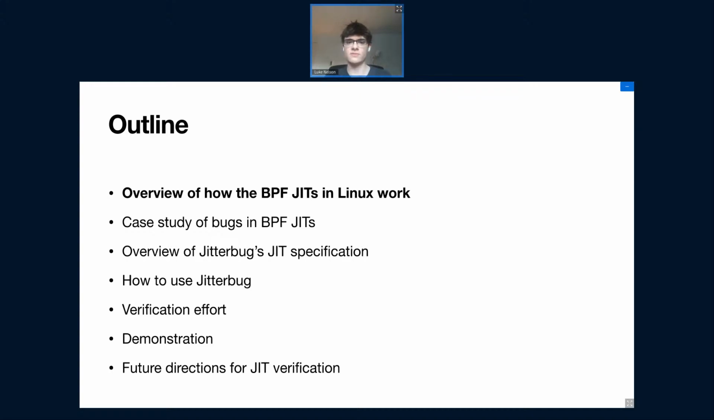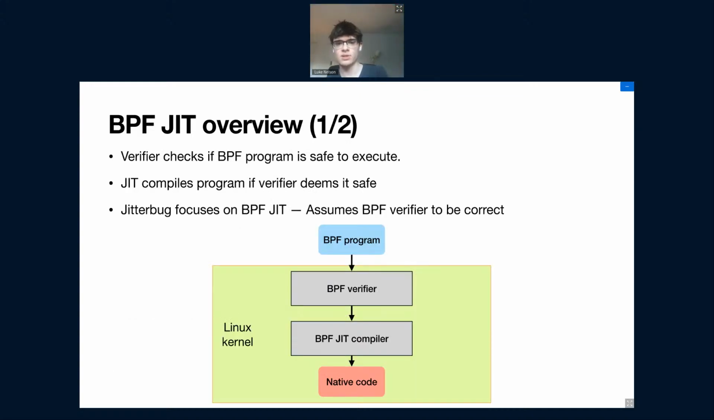Okay, so starting off, an overview of how the BPF JITs in Linux work. Reiterating what we saw earlier, the BPF JIT works by passing a BPF program to a verifier, which passes it to the JIT compiler, which compiles it to native code. The key thing about this for Jitterbug is that we're just focused on the correctness of the BPF JIT. And so for now, we're assuming that the BPF verifier is correct. So the JIT compiler is allowed to trust that the program that it's compiling has already passed the BPF verifier.